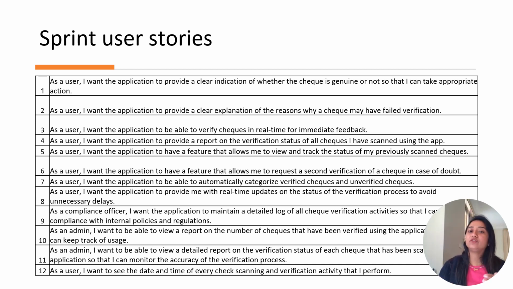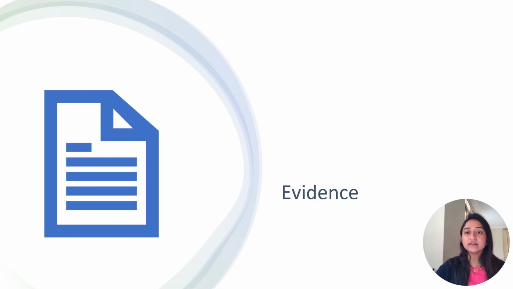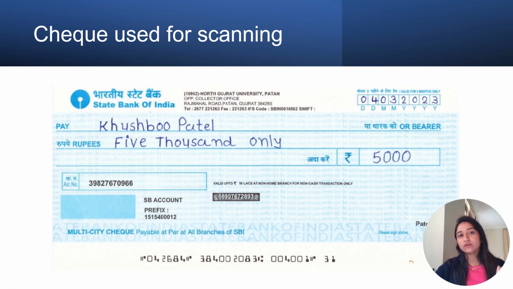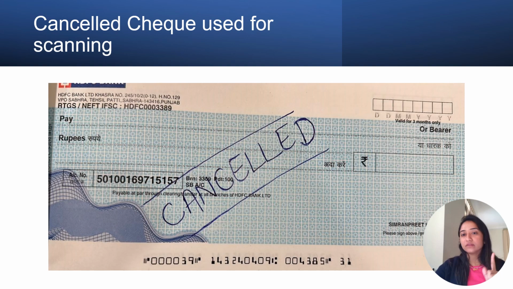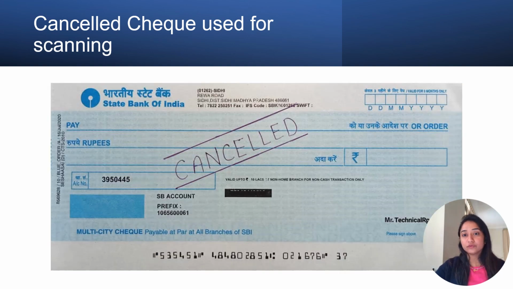Also a second verification of a check in case of doubt. Now we can automatically categorize how many checks failed, how many are unverified, and how many are verified. So I want all these details in Sprint 3, to maintain the verification activities so that each check has been scanned properly and I can verify the activity I perform. That is evidence that this is a check we are using for scanning, and that is a cancel check as well, from two different banks.